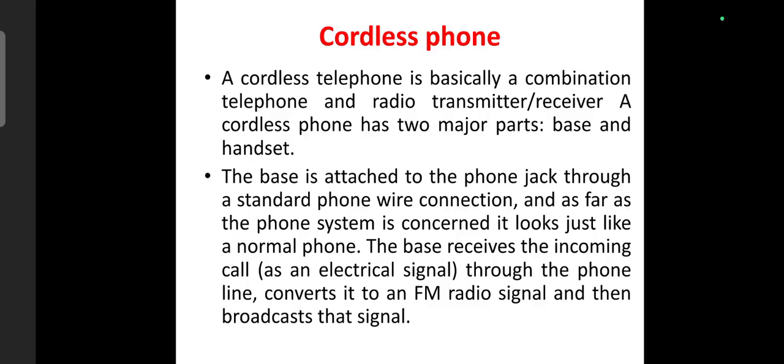When an incoming call arrives, the electrical signal received from the telephone line is converted into a radio frequency signal. This radio signal is then transmitted wirelessly to the handset. The cordless phone provides mobility within a limited range without requiring physical wiring between the user and the base station. This convenience made cordless phones extremely popular before the widespread adoption of mobile phones.